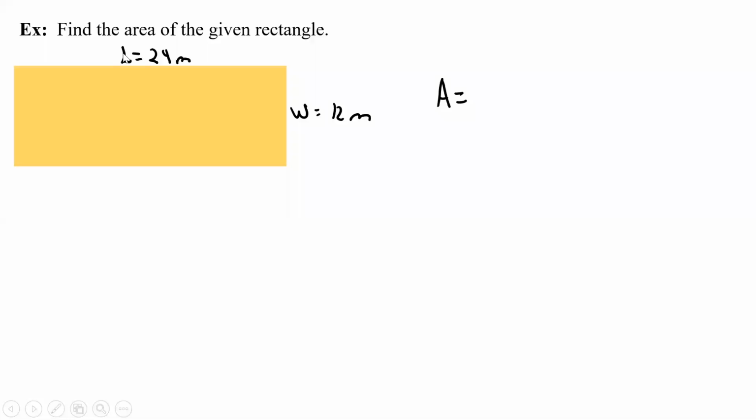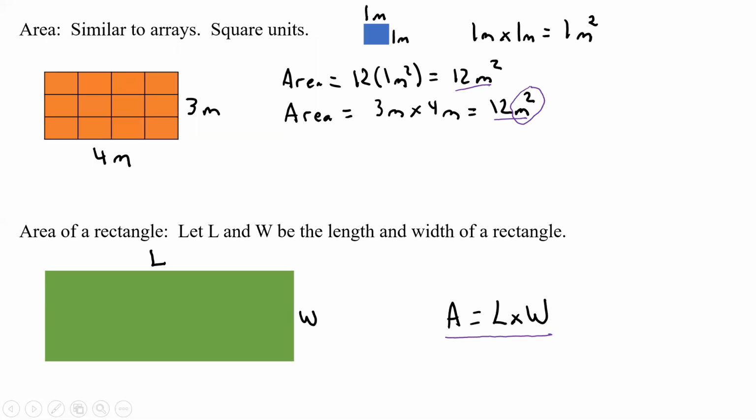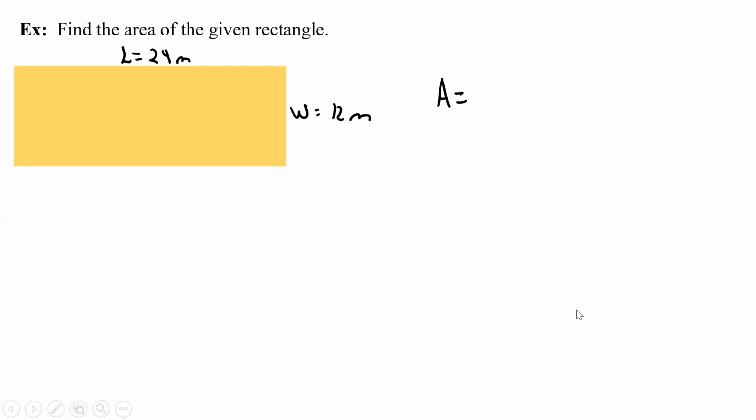So let's say we want to find the area of the given rectangle. Okay, well, we have a length of 24 meters. We have a width of 12 meters. So if we remember over here, I said it was just going to take length times width. Well, if we take length times width, we're going to take 24 meters times 12 meters, and we're going to get something meters squared, because meters times meters is meters squared.